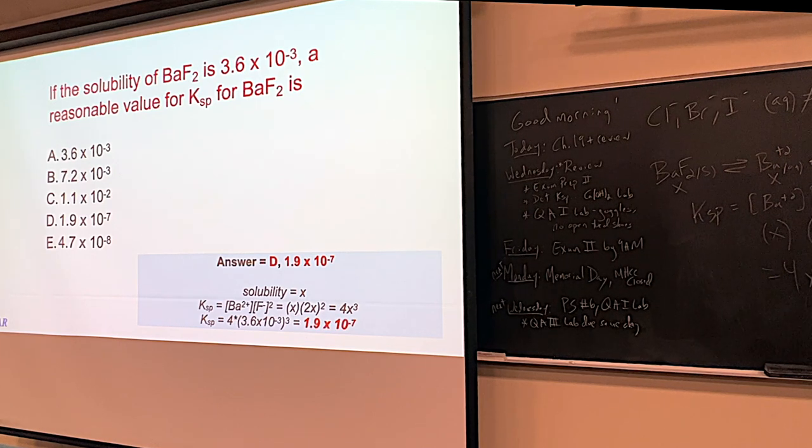Any chemical system which has, like in this case, 2 anions for every 1 cation, or 2 cations for every anion, any of these 2-to-1 systems will have Ksp equals 4x cubed. So you can quickly go back and forth between solubility and Ksp if you'd like to. So, any questions?